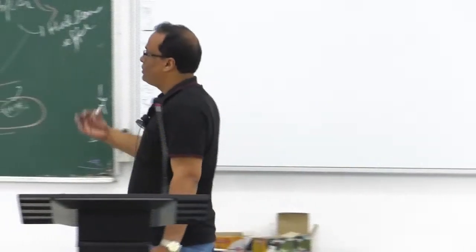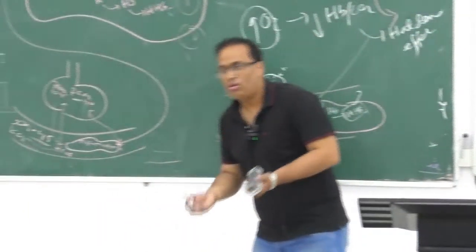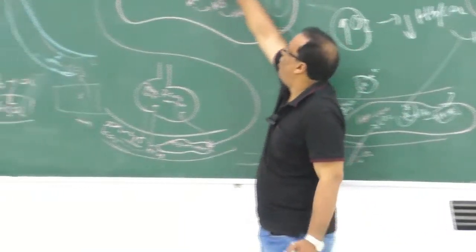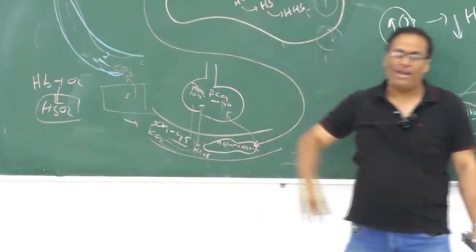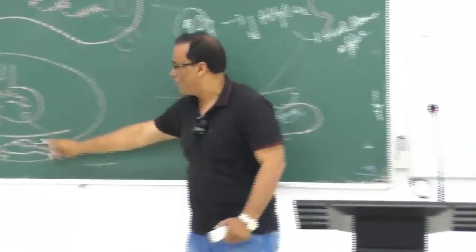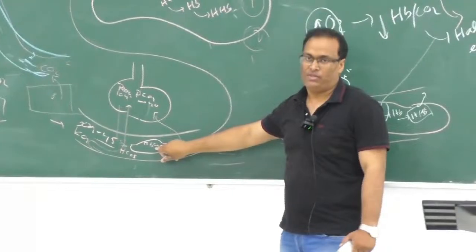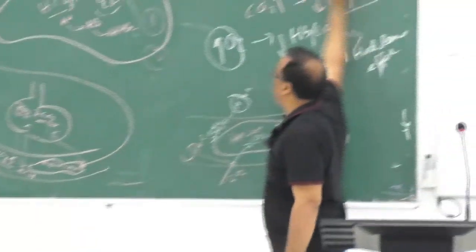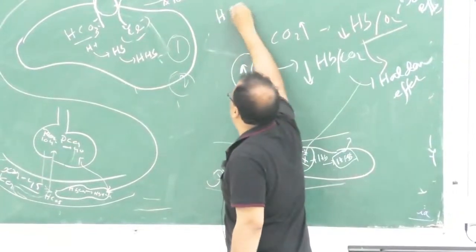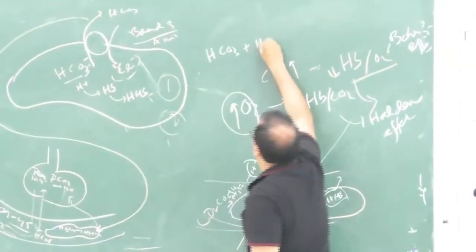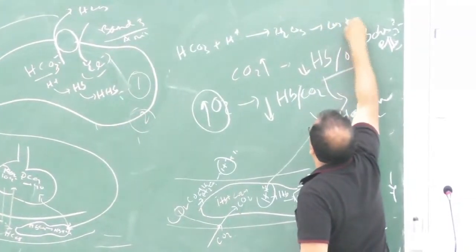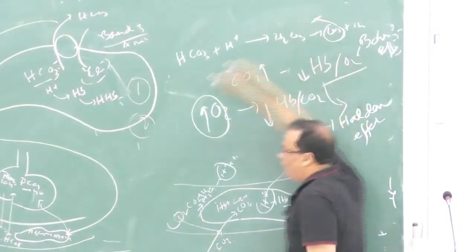So in this way, what is happening in the RBC? The bicarbonate is going out by the chloride shift, by the anion exchanger or band 3, and so the bicarbonate has to enter these RBCs. Then the reverse reaction goes on. Reverse reaction means bicarbonate plus H+ gives H2CO3, then CO2 plus water, and this will diffuse into the alveoli.